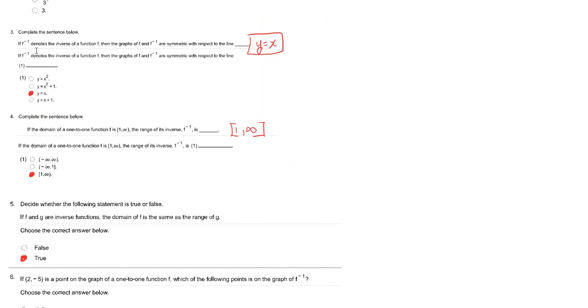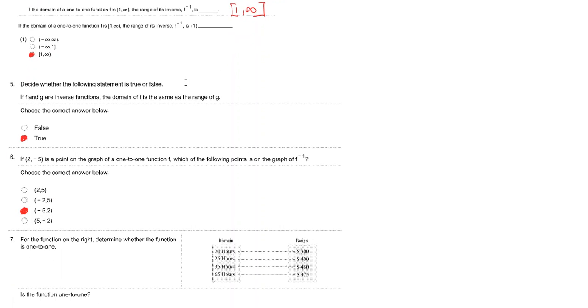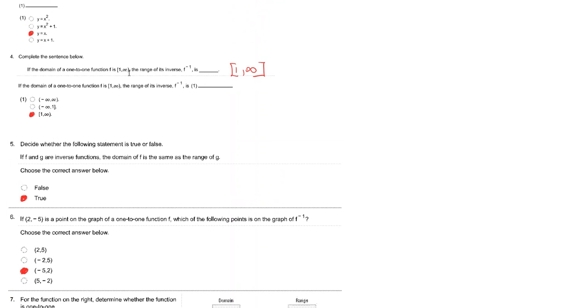If f inverse denotes the inverse of a function f, then the graphs of f and f inverse are symmetric with respect to the line y equals x. We got that in the notes. Number 4, if the domain of a one-to-one function is 1 to infinity, the range of its inverse is the same thing. They're going to have the same range.